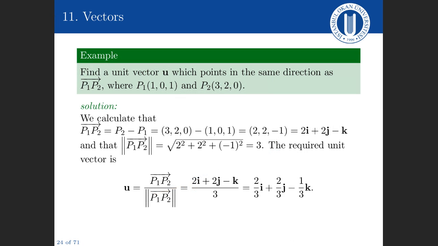Here's an example. Find a unit vector u which points in the same direction as P1P2. First of all, we need to calculate P1P2. I'll leave this for you to check. We do the terminal point minus the initial point, P2 minus P1, and we calculate this as 2i plus 2j minus k. We could also calculate the norm of this vector, and you can check the norm is equal to 3.